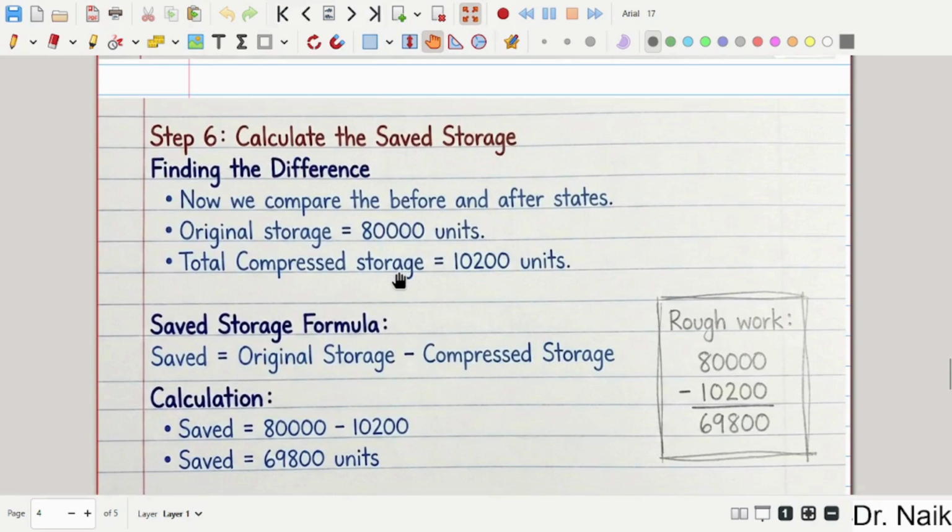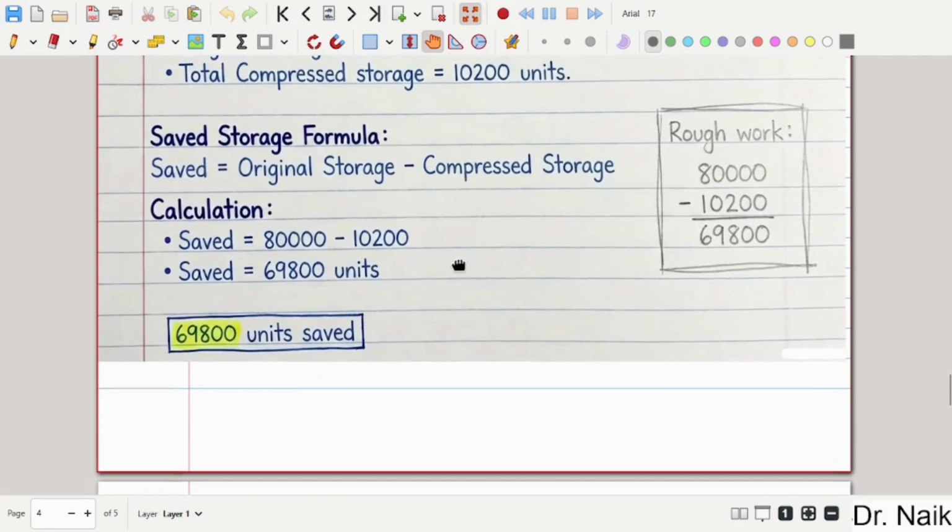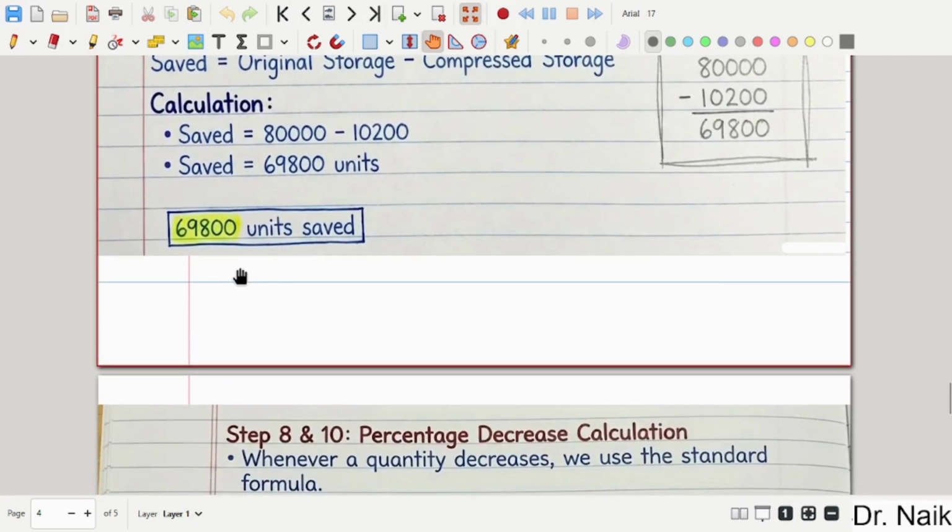Now calculate the saved storage. Saved storage is calculated by subtracting compressed storage from original storage. Original storage is 80,000 units and compressed storage is 10,200 units. So 80,000 minus 10,200 will give 69,800 units. So we save 69,800 units.